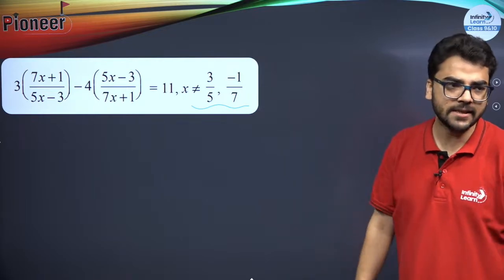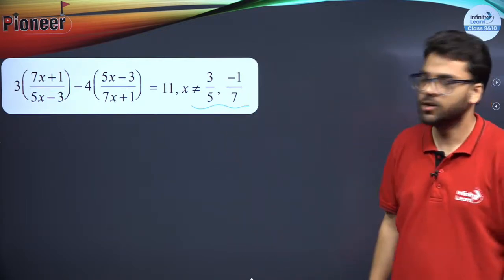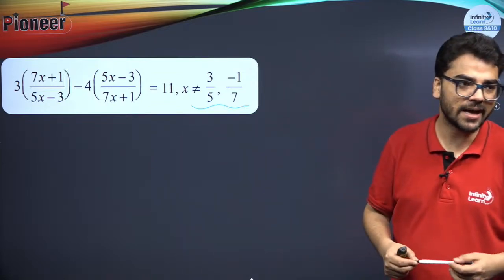Because division by 0 is not possible, therefore it is already given in the question. You don't have to bother about that. You just have to solve this quadratic equation over here. Can you tell the answer, guys?